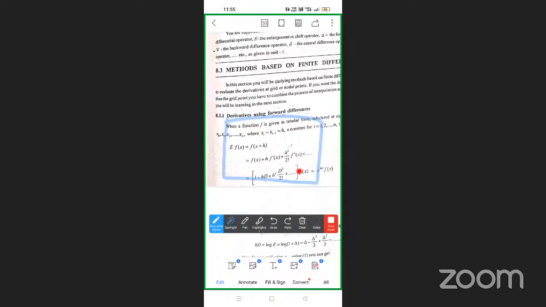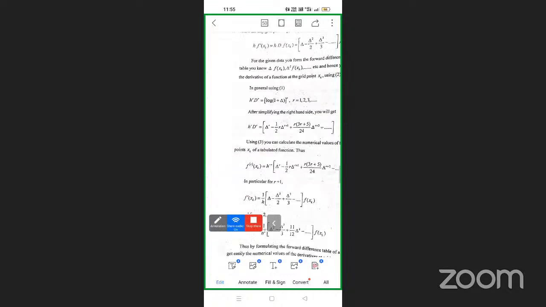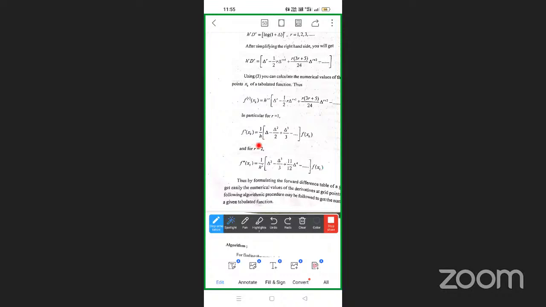Derivatives using forward differences. So for forward differences, two formulas. First one, first derivative f dash of x, and second derivative f double dash of x. So this is the first derivative. F dash of xk is equal to 1 by h. H is nothing but the length of the interval. So delta minus delta square by 2 plus delta cube by 3 into f of xk. So this is the first derivative formula.